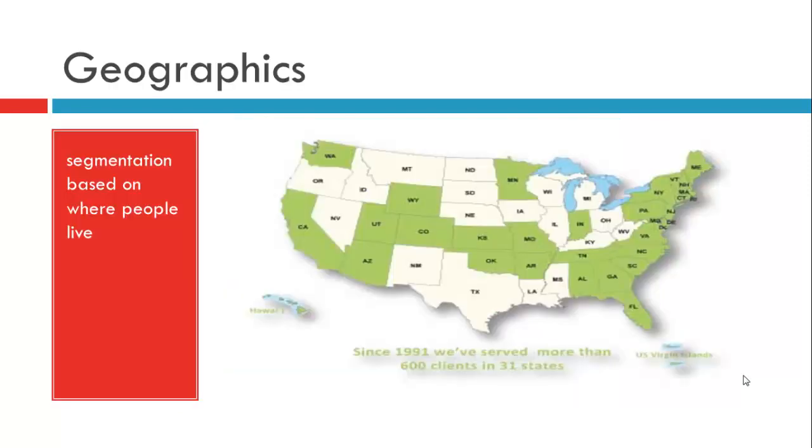The term geographics refers to segmentation of the market based upon where people live. To segment a market geographically, you can refer to local, state, regional, national, or even global markets. Geographic segmentation can also include population, climate, and whether the area is urban or suburban.